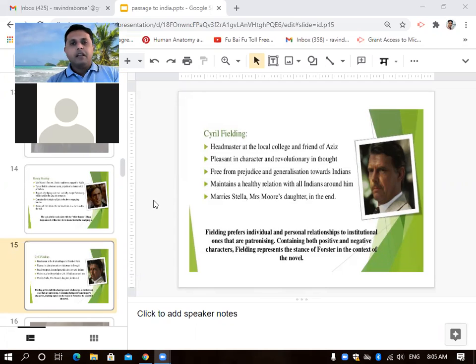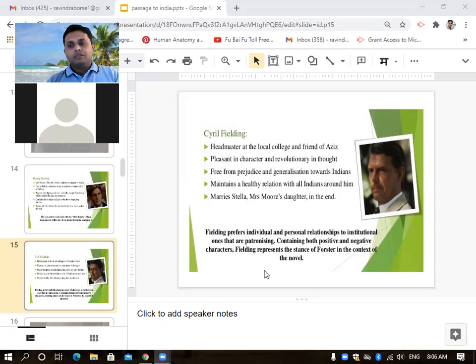And whenever Cyril Fielding happens to meet some Indians, he is very happy. His behavior towards Indians is very friendly. And later on, he marries Stella, Mrs. Moore's daughter, in the end. Stella is the second daughter of Mrs. Moore, right? And he married Stella over there.